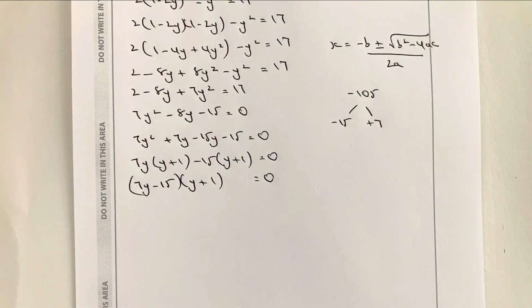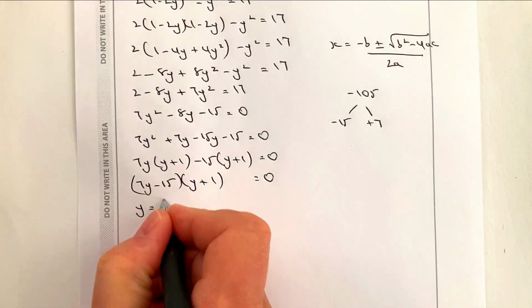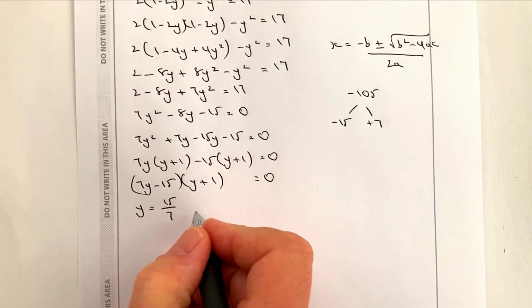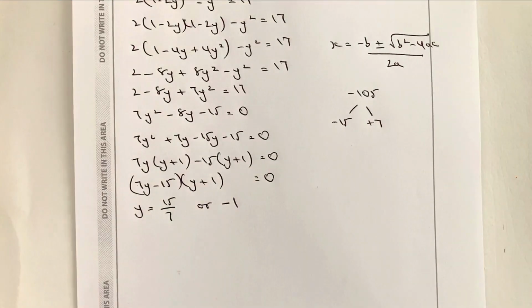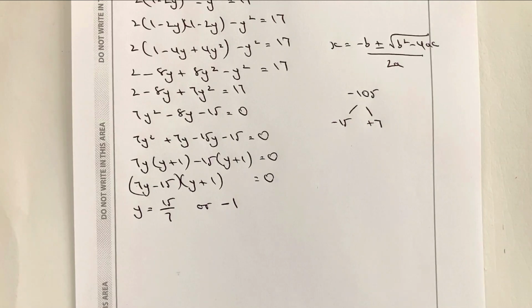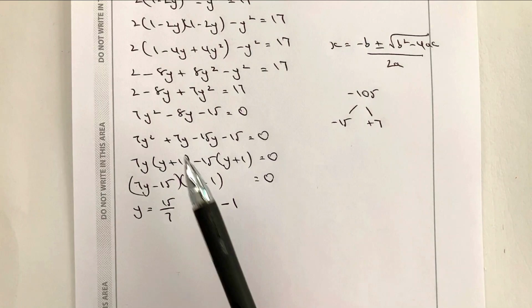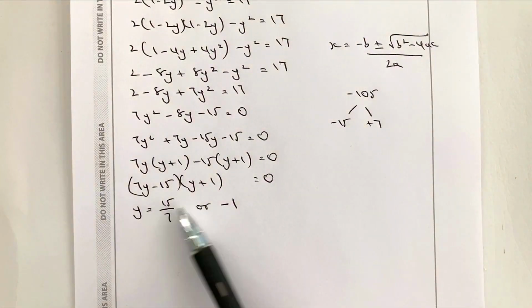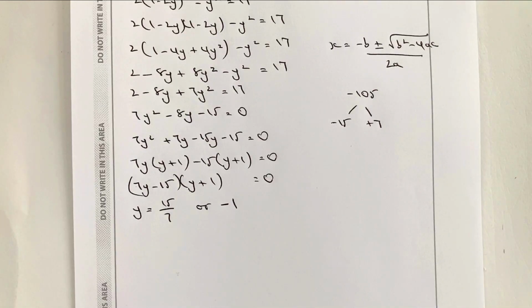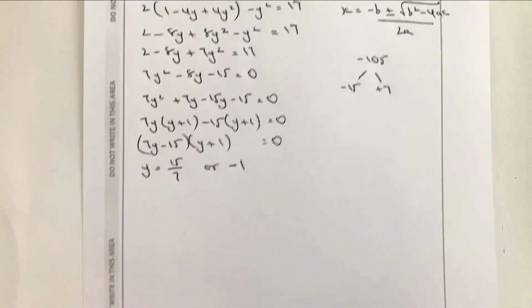So now I've got my two values of y. My first value of y is going to be positive 15 over 7, and my second value of y is going to be minus 1. I don't know how much you'll have been able to follow that, but it might be worthwhile having a look at the quadratic formula, and you should get the same solution, hopefully anyway. Yes, you will.